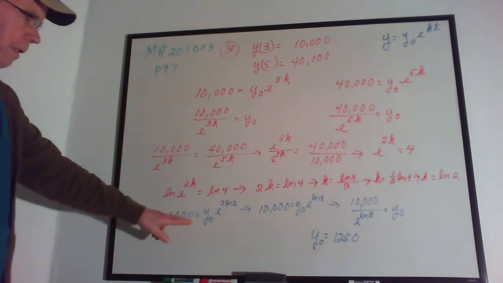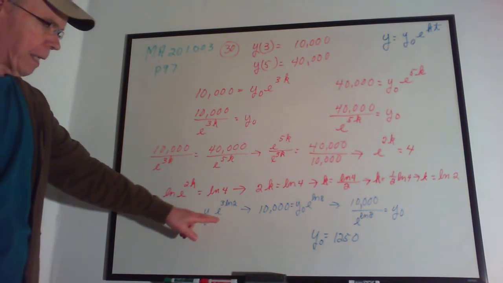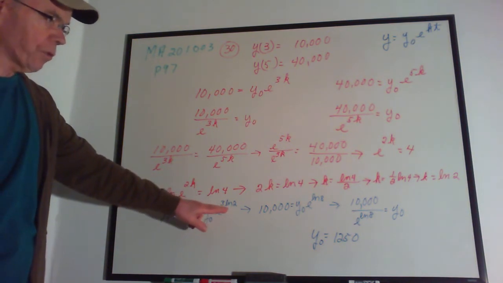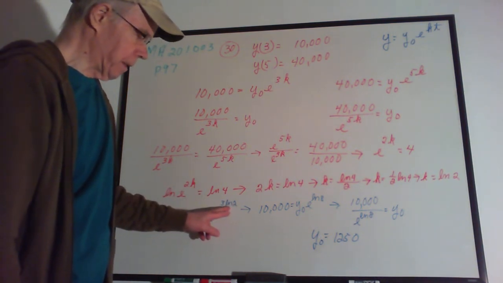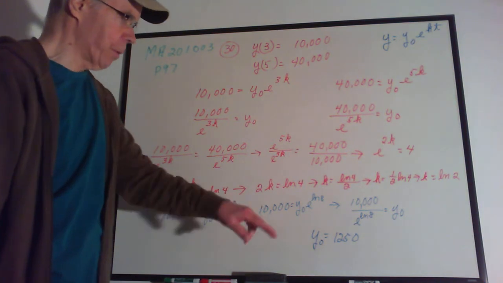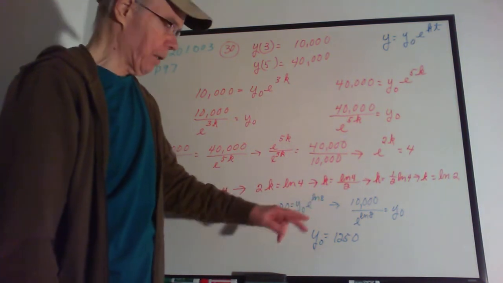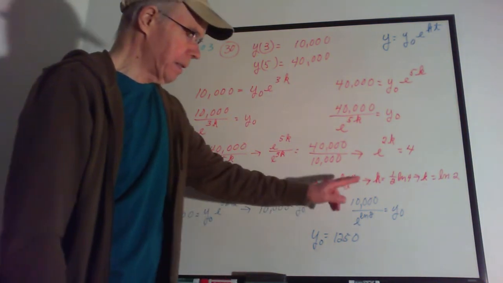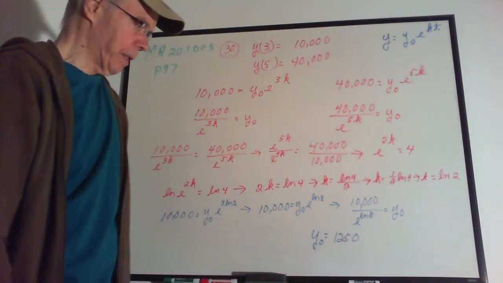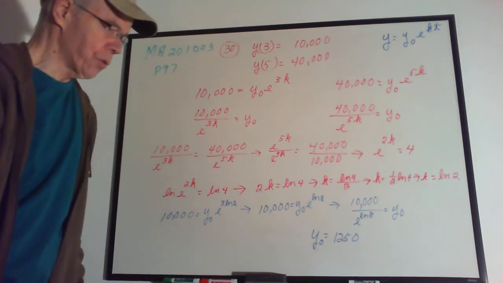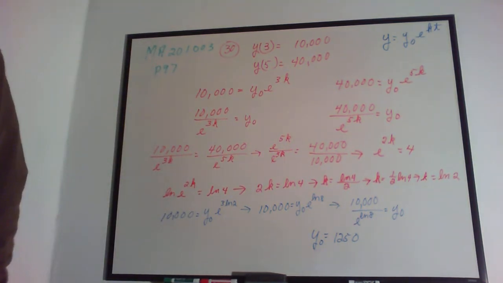So 10,000 equals y sub 0 e to the 3 natural log of 2. This is going to be e to the natural log of 2 to the third power, which is going to be e to the natural log of 8. Divide 10,000 by e to the natural log of 8, gives you y sub 0. Your answer is going to be 1,250.